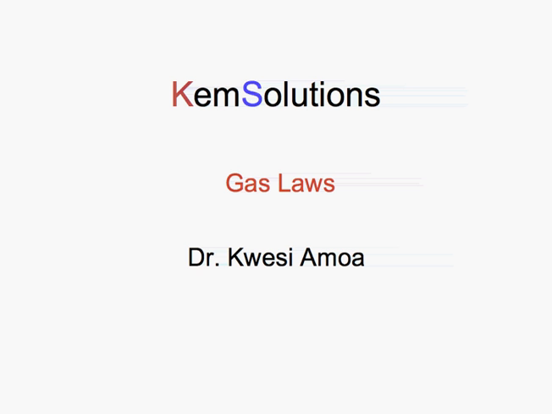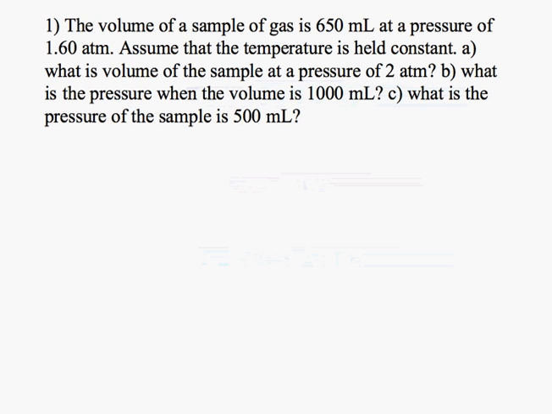Today we're going to look at doing some gas laws. Okay, our first question said the volume of a sample of gas is 650 milliliters at a pressure of 1.6 atmosphere. Assume that the temperature is held constant. A, what is the volume of the sample at a pressure of 2 atmospheres? B, what is the pressure when the volume is 1,000 milliliters? And C, what is the pressure of the sample if 500 milliliters?